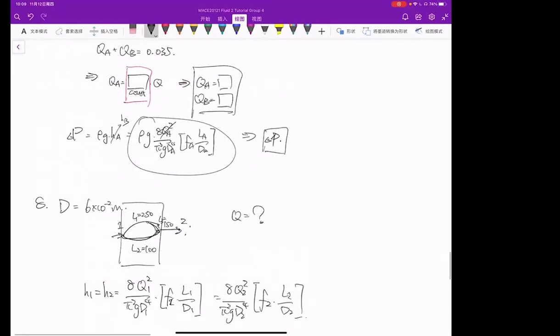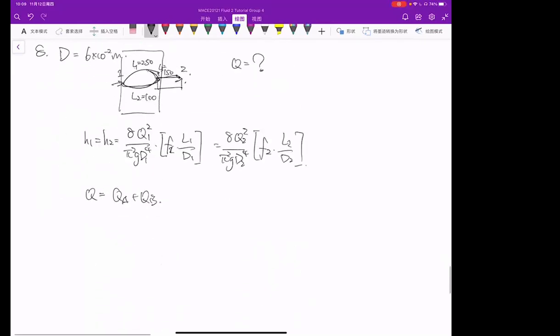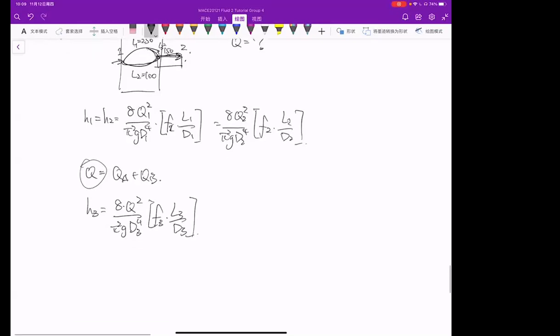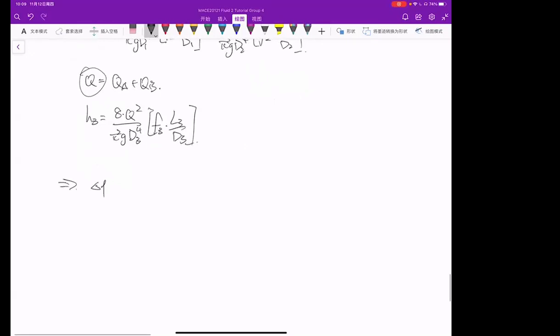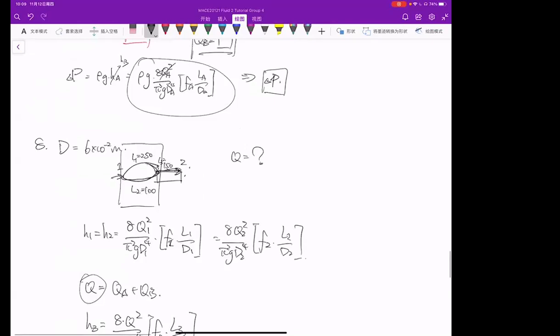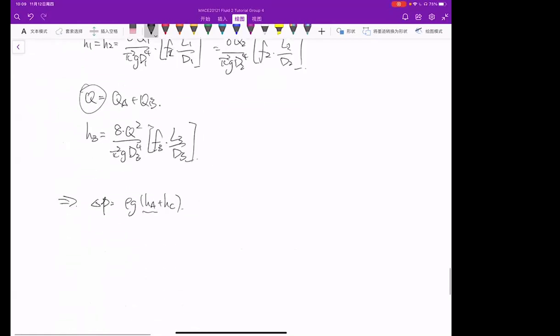Also, for the connected single pipe, we have H3 equals 8 times Q squared over pi squared G D3 to the fifth times F3 times L3 over D3, since for the single pipe the flow rate is the whole Q. Then we could have delta P equals rho G times H1 plus H3, since the head loss at the parallel part should be the same as the head loss for a single pipe, so head loss for the first one and head loss for the third one.